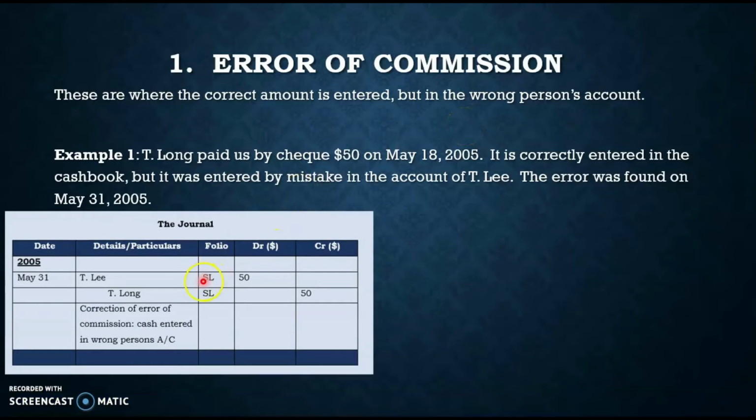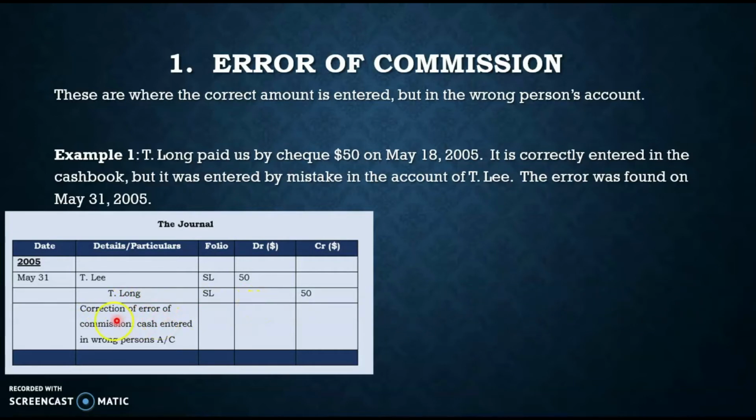So in order to make this correction, we will have to remove it from T Lee's account and place it into T Long's account. Now it's a payment. So T Long paid us. Therefore, in the cash book, it would be on the debit side, and in T Long's account, it would be on the credit side. But unfortunately, we had placed it on the credit side for T Lee. So to show that it is being removed, we're going to have to debit T Lee to cancel it out of his account, and we will credit T Long's account where it should have been in the first place.